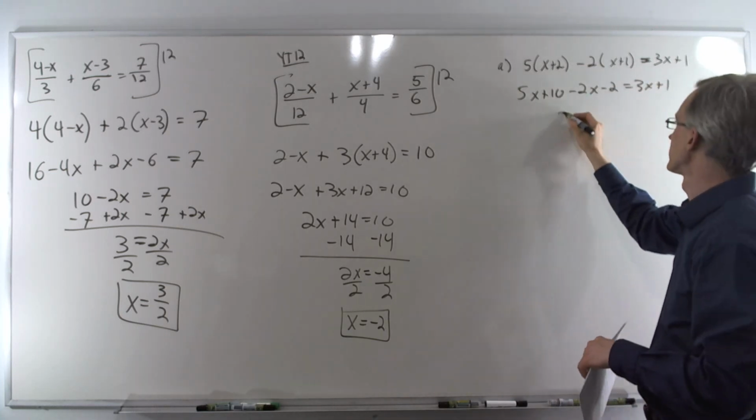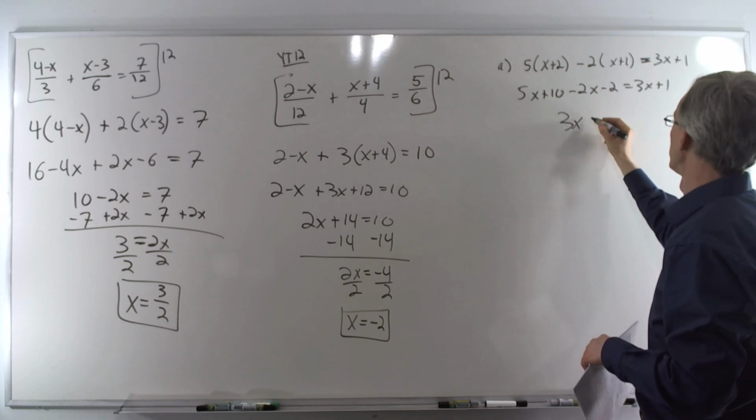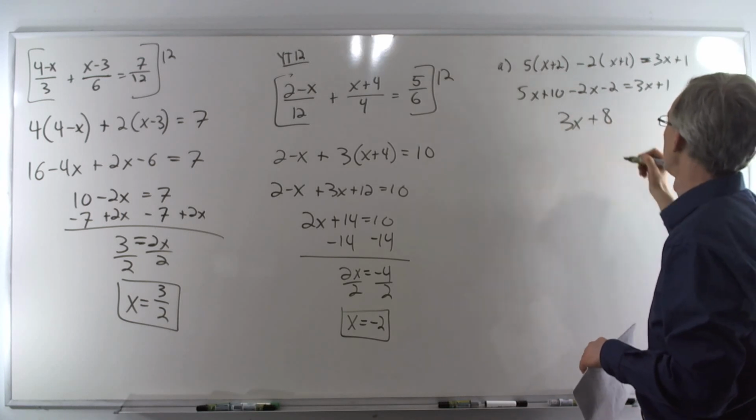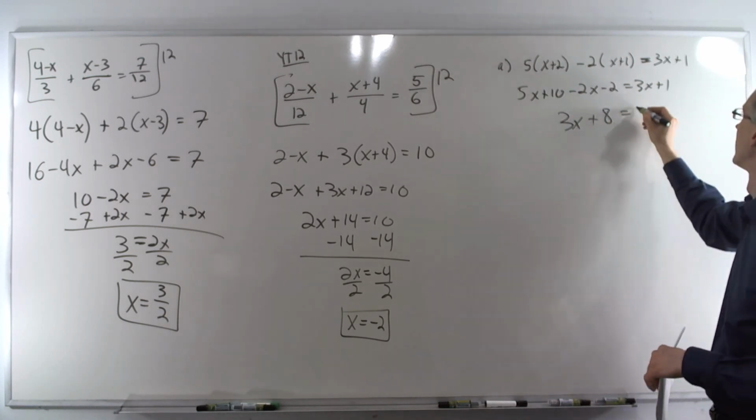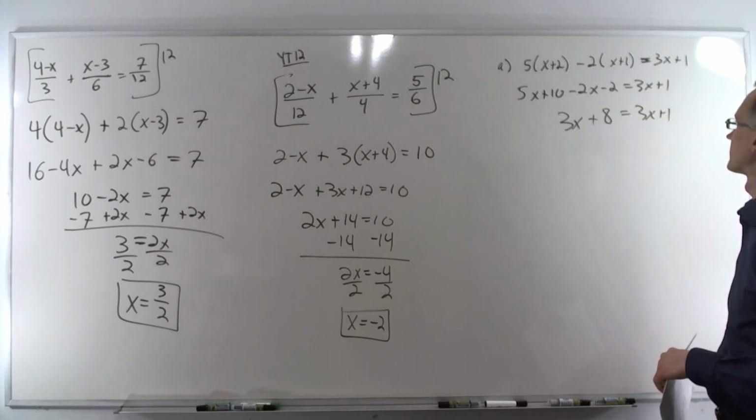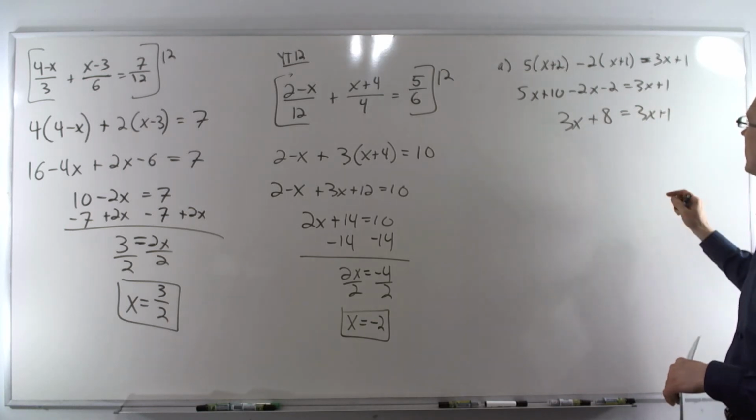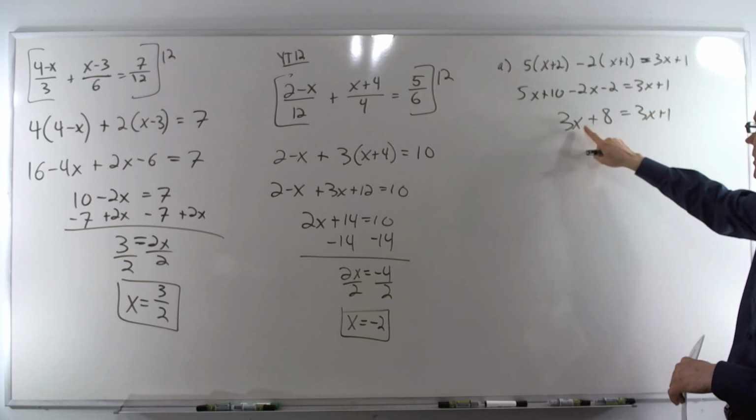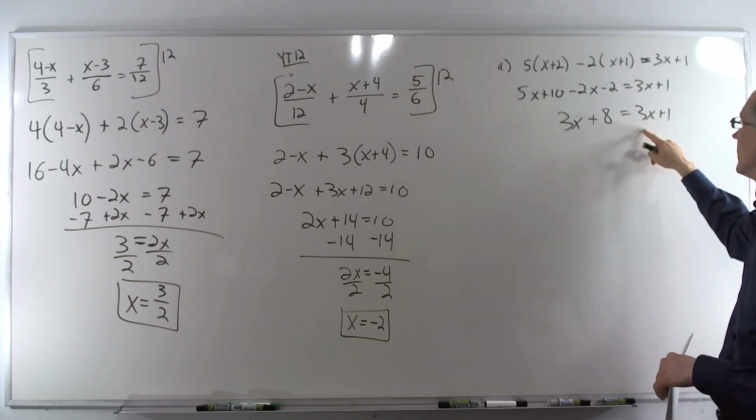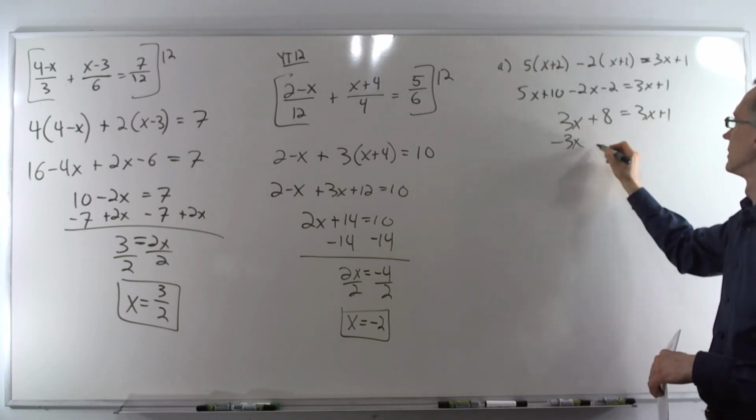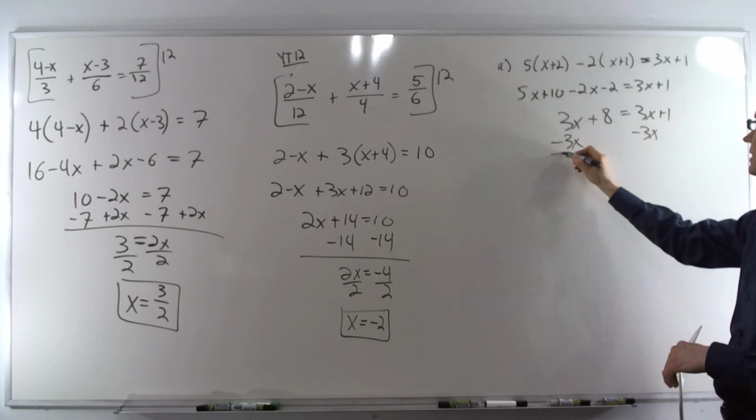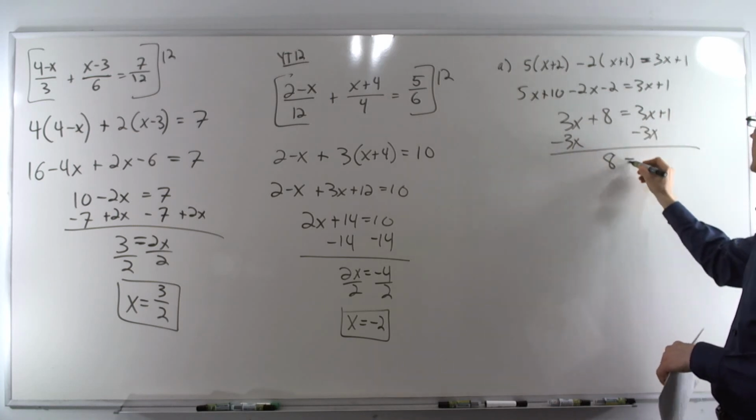5x minus 2x is 3x. 10 minus 2 is 8, or positive 8. So we got 3x plus 8 equals 3x plus 1. And now, notice that we have the same number of x's on each side. Well, let's get rid of those and see what happens. Subtract 3x from both sides. That gives us 8 equals 1.